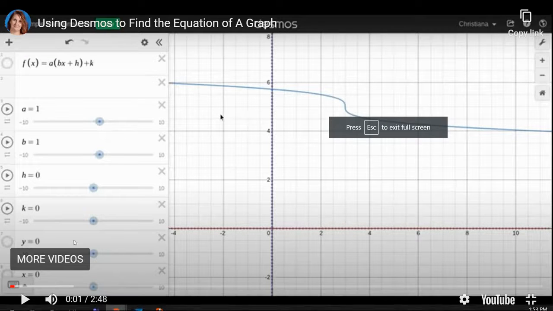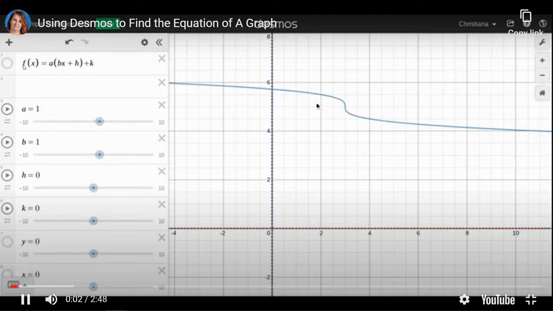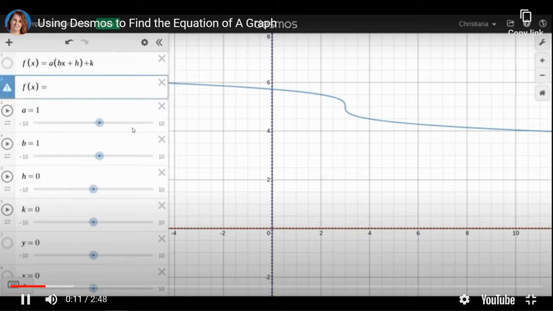Okay, so we're going to let Desmos help us. We have to start out with our basic formula. And again, there's an error here. It should say minus, but it's okay. It will work for our process.